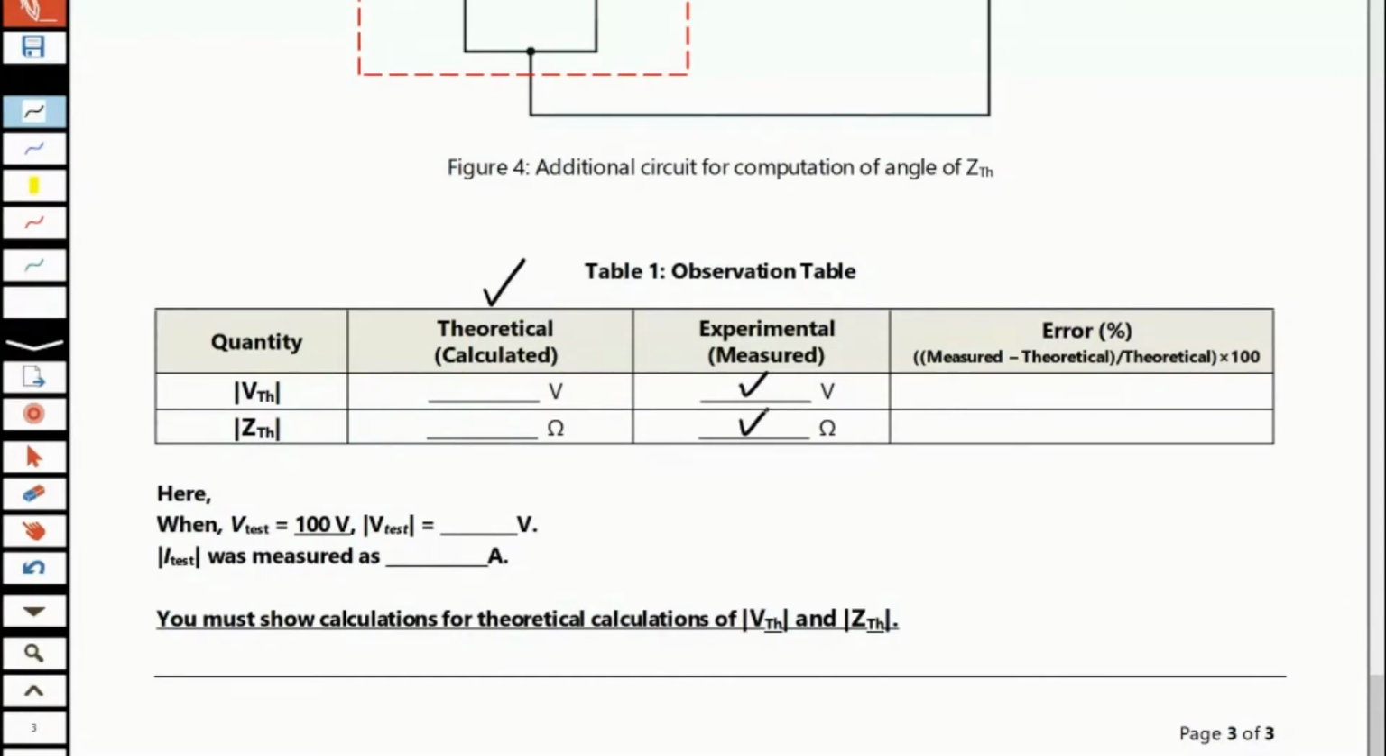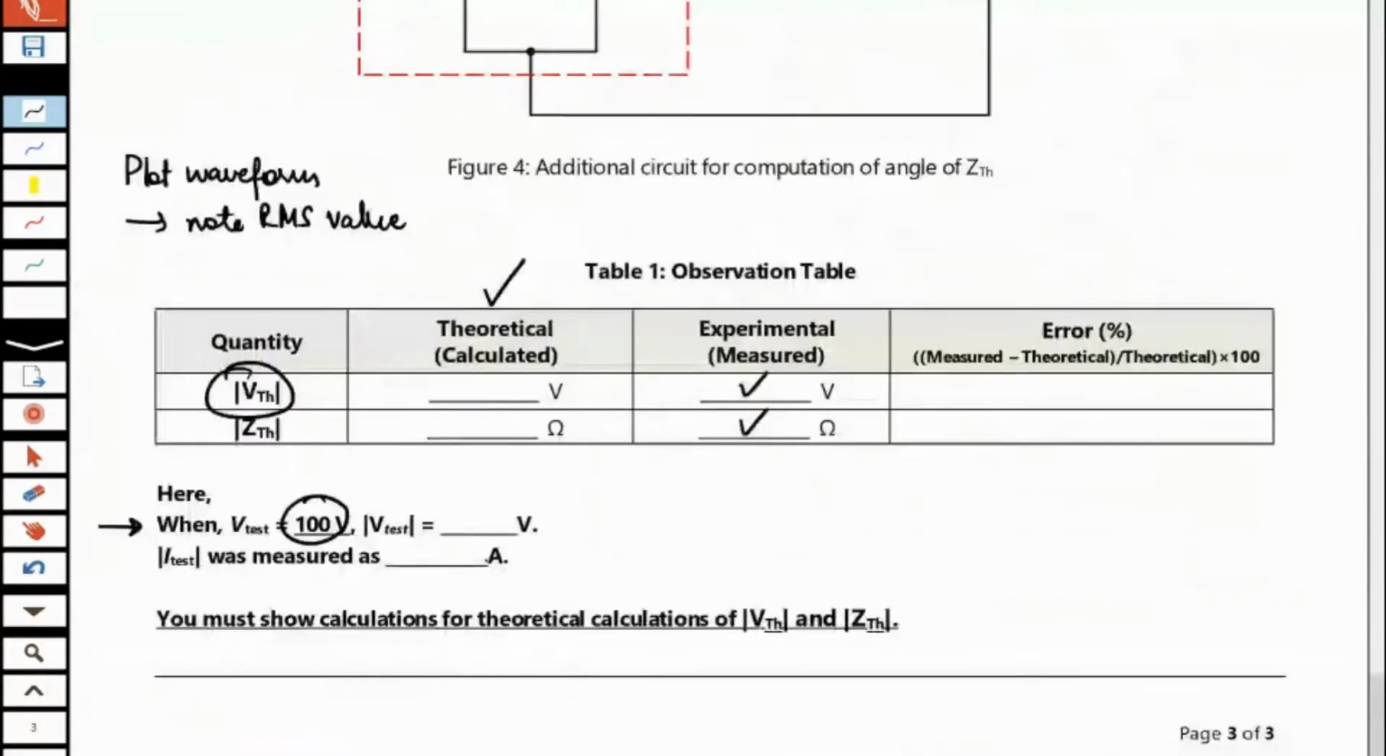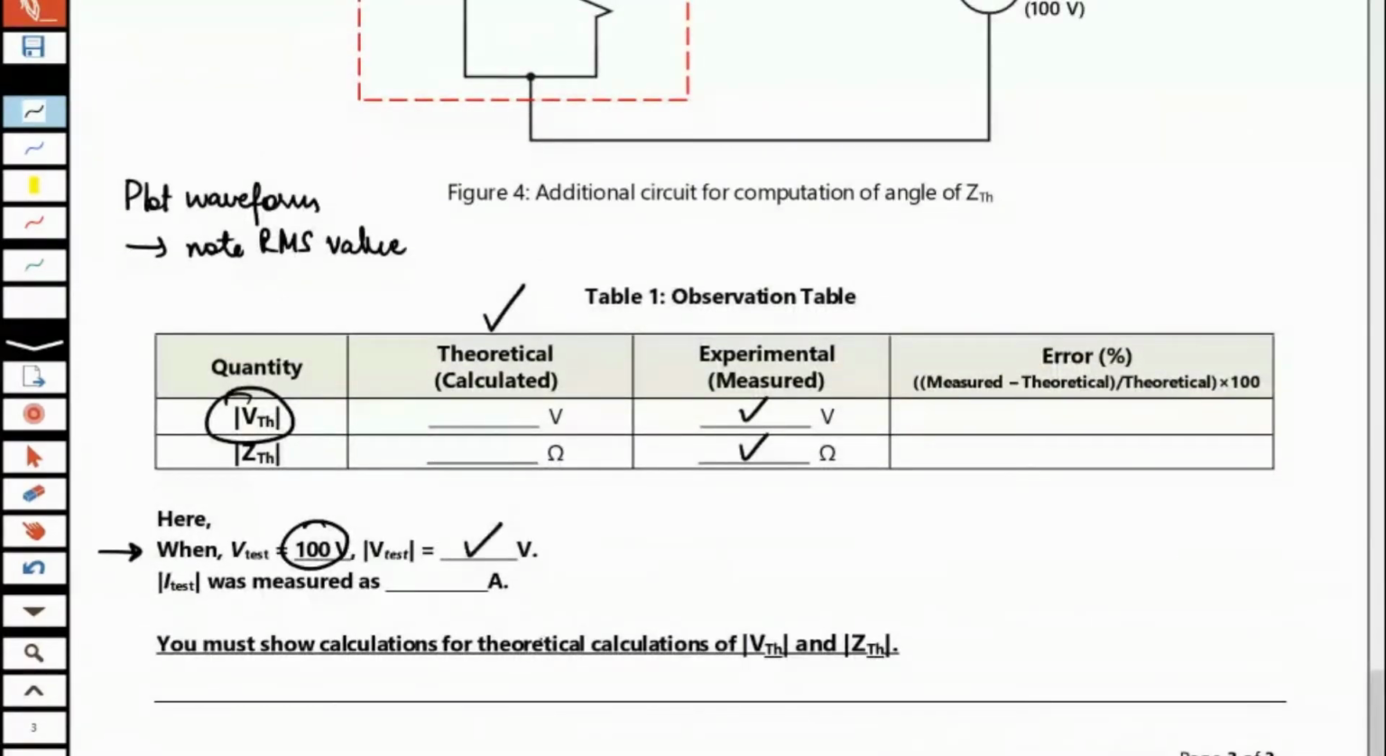And what will you be careful about? You'll be careful about measuring the RMS value. Because we are using Falstad, you will make sure that you plot the waveform and then note the RMS value from it, because it shows in the waveform. If it doesn't show, just go to the settings and enable RMS value. So you need to write here: when V test was 100 volt, what was mod V test? That you have to write.